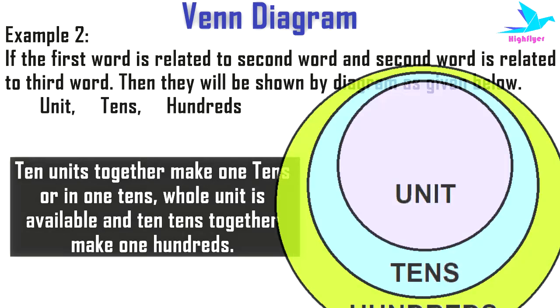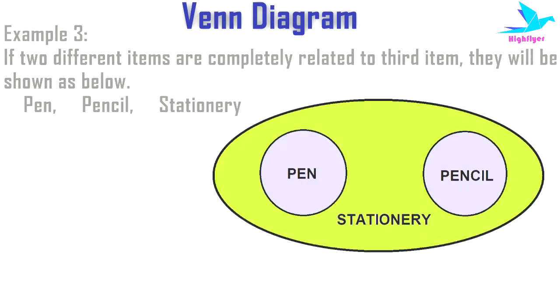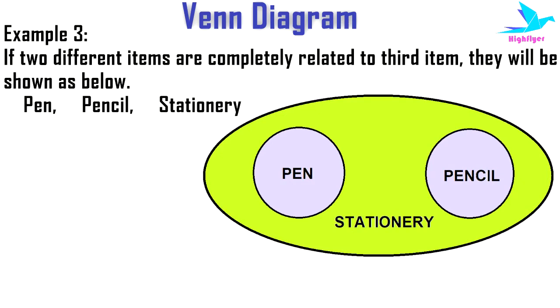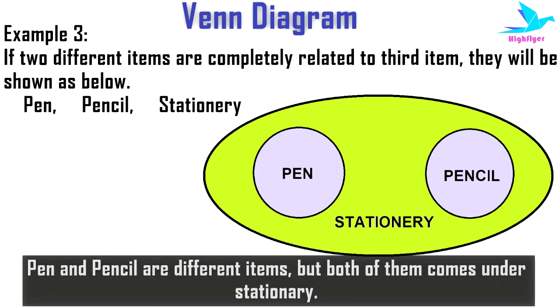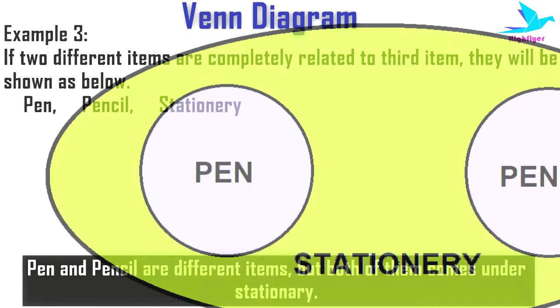hundreds. Next example. If two different items are completely related to the third item, then they will be shown as below. Pen, pencil and stationery. Here though pen and pencil are two independent and different items, but both of them are in the stationery group.